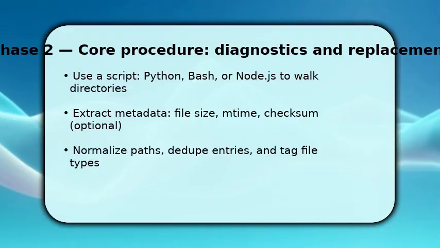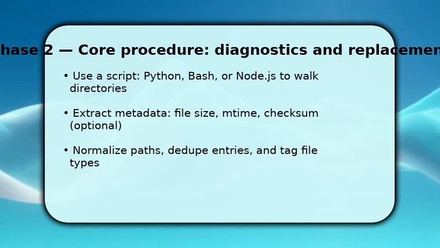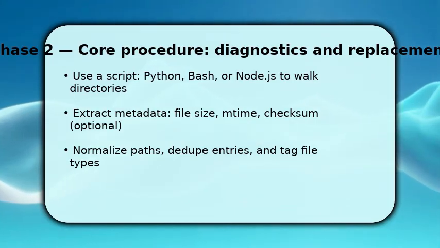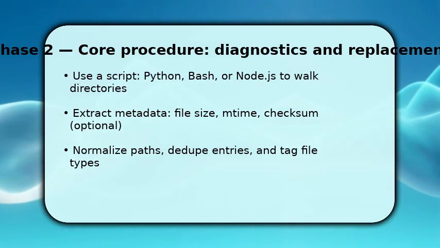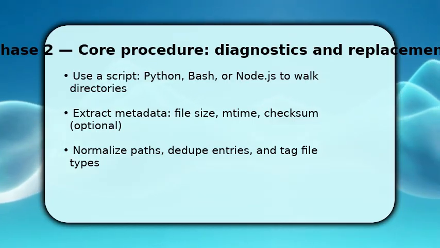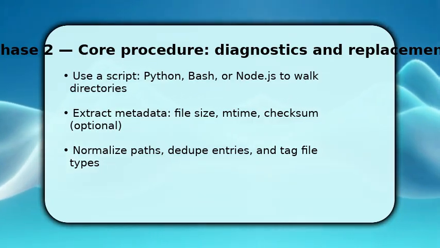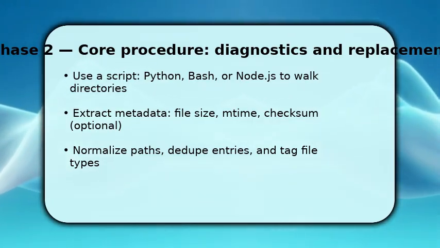Once done, normalize paths to use forward slashes and deduplicate by relative path. Make sure to tag file types and add folders as entries so the index reflects structure. Finally, output to your chosen format and validate schema with a quick parse step.